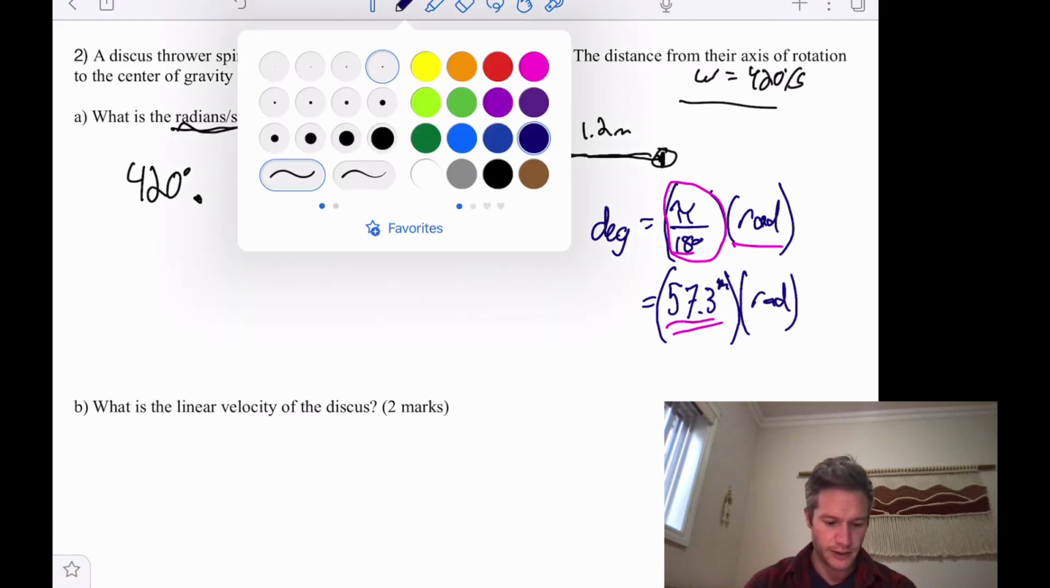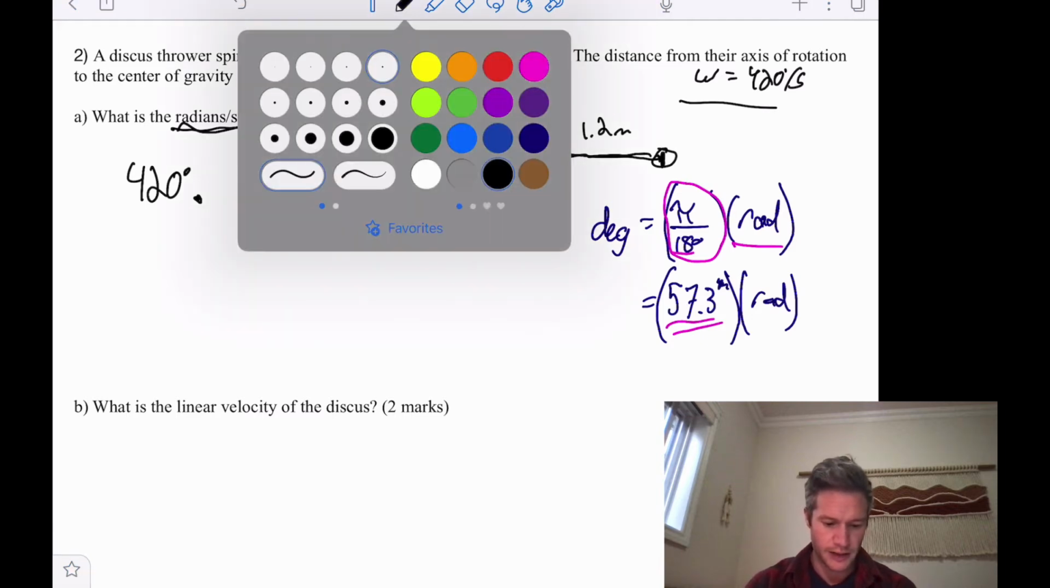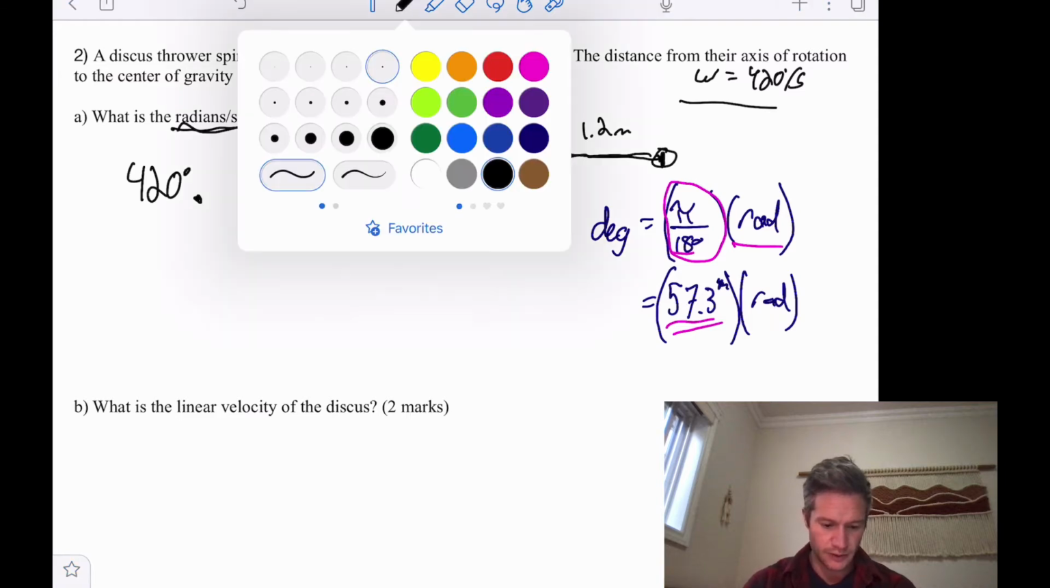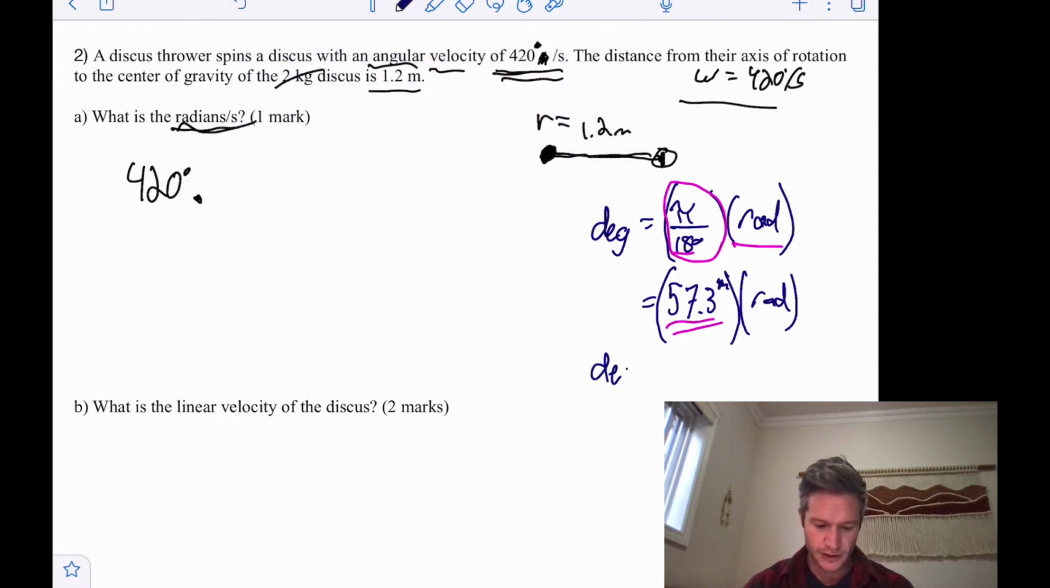So either way, we're gonna get something that says degrees equals, or divided by either one of those two terms. So let's just say 57.3 to make it look easier, equals our new units of radians.